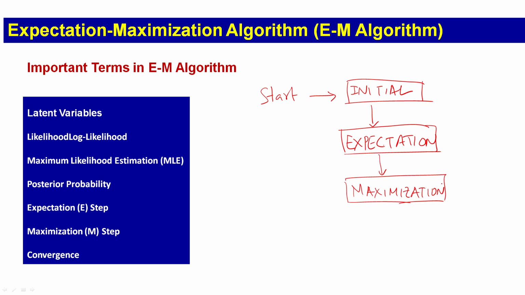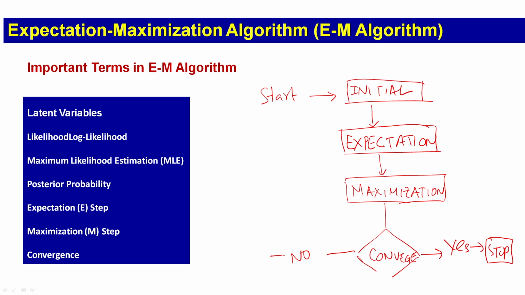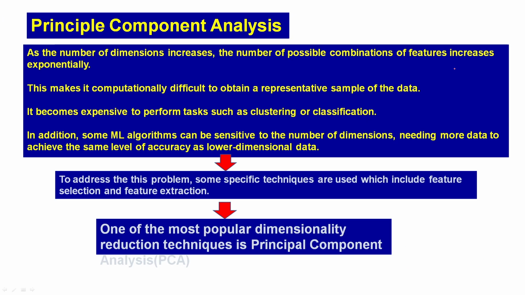If it is converging, fine, it stops. If it is not converging, then again it goes back to the expectation. So, this is an iterative process, right. So, remember this. Now we will go to another important algorithm, which is called PCA, principal component analysis.